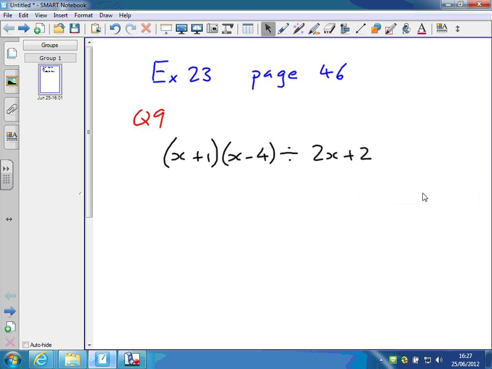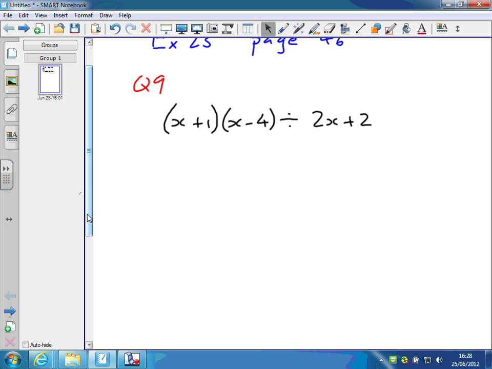Exercise 23, question number 9. This one's not an obvious one to start off with, and to see these steps really does take a little bit of practice and a bit of time. But let's have a look at it and see if we can see what's going on. Well, first of all, divide by 2x plus 2.